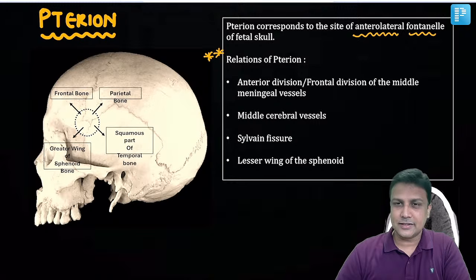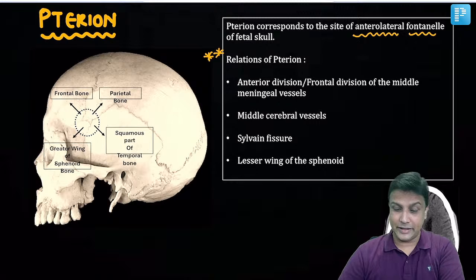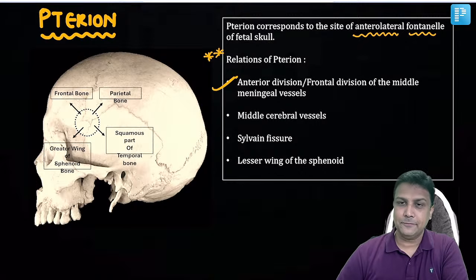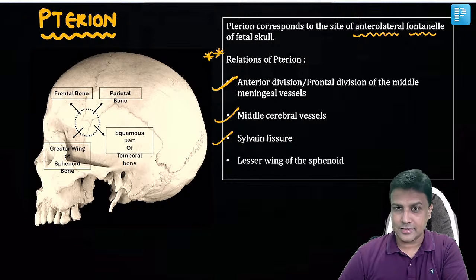So let us repeat all these relations of the pterion once more here. It's worth repeating. Yes, there will be the anterior division or frontal division of the middle meningeal artery. And then there will be the middle cerebral vessels here. And then the sylvian fissure or the lateral sulcus. And then the lesser wing of the sphenoid here.